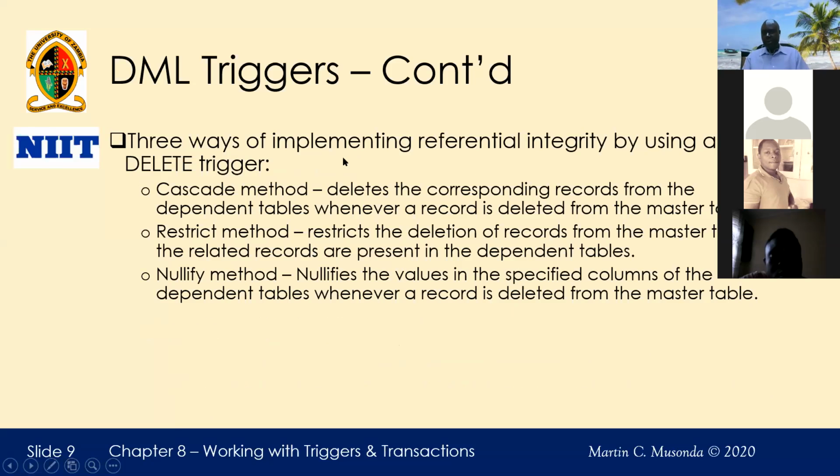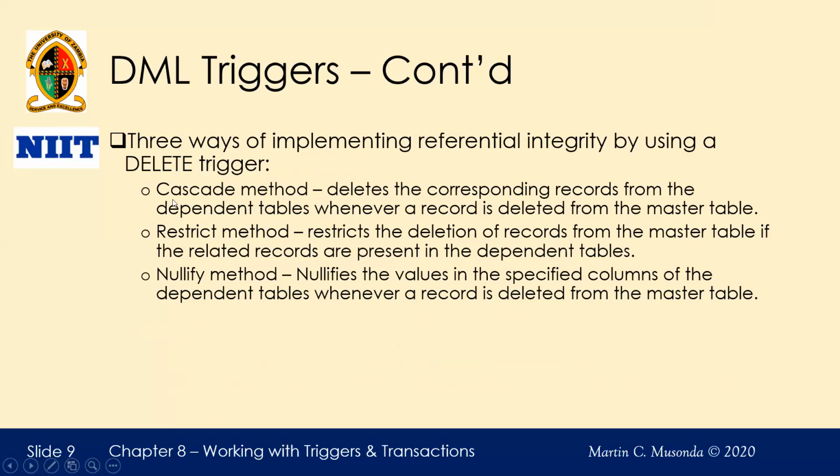There are three ways of implementing referential integrity by using the delete trigger. The first one is called the cascade method. The second is the restrict method. And the third is the nullify method. And I'll start with this in the next session. We'll take a short break, then we'll resume our lesson.